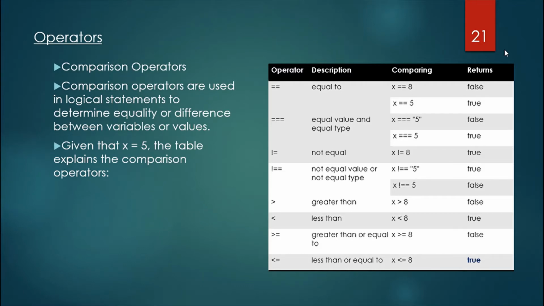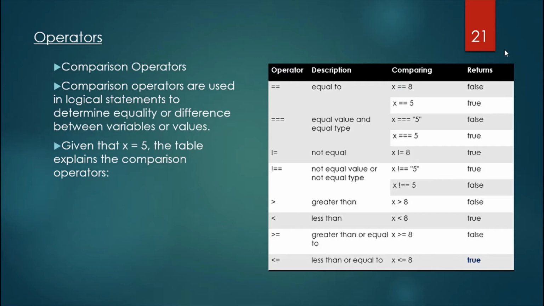So now let's check the comparison operator. Comparison operators are used in logical statements, if or if else statements, or also in conditional statements, wherever we are checking some condition. So we are determining the equality or the difference between variables or values. In this example, we are checking x is equal to 5, and comparing it with other values. So let's check that table.